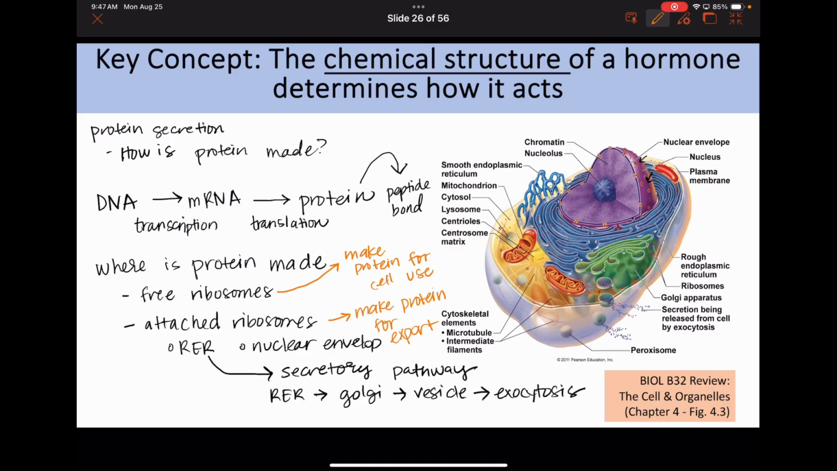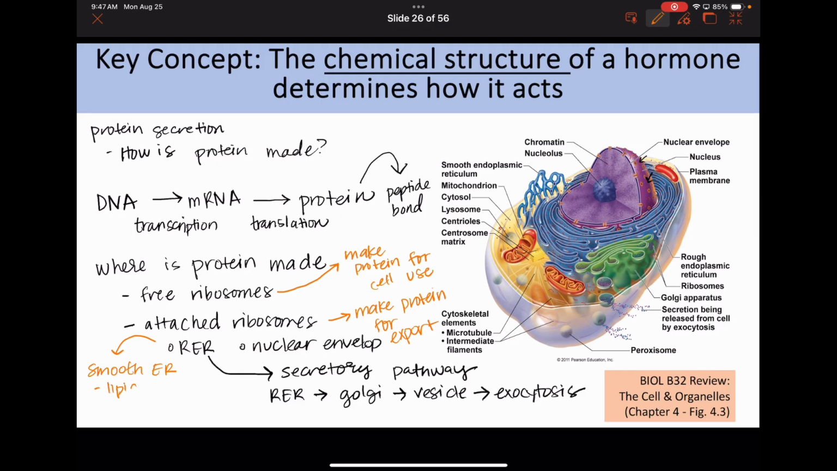Now, the other type of hormone that we have is lipid-based hormones. Does anybody remember which organelle does lipid formation or lipid synthesis? The smooth ER. And so the smooth ER will be making our other type of hormones, which are our lipid-based hormones. So the functions of the smooth ER are lipid synthesis.